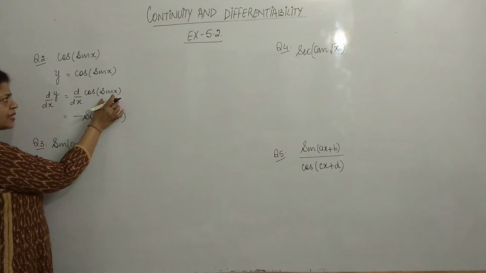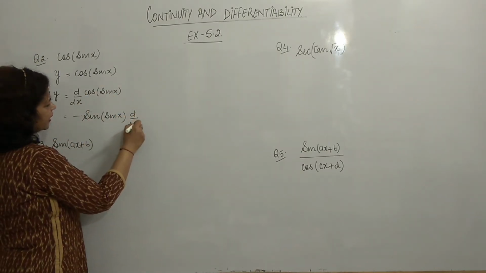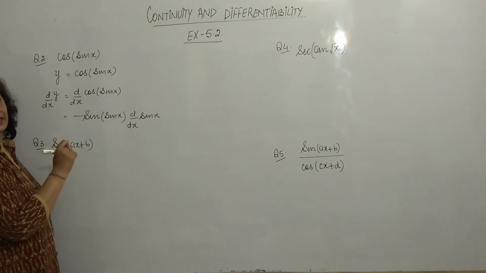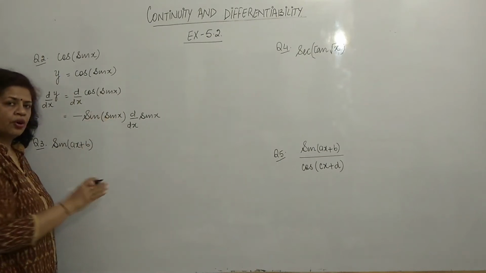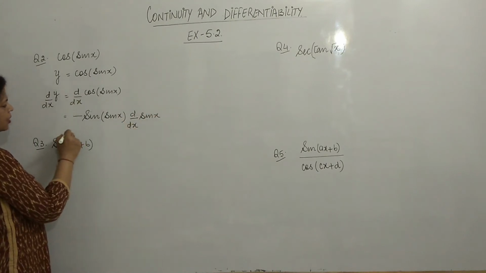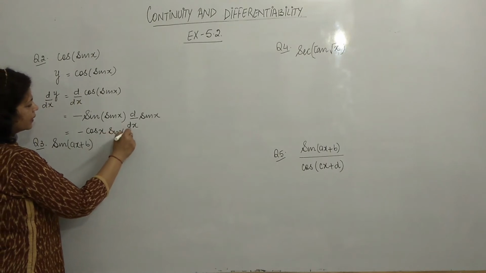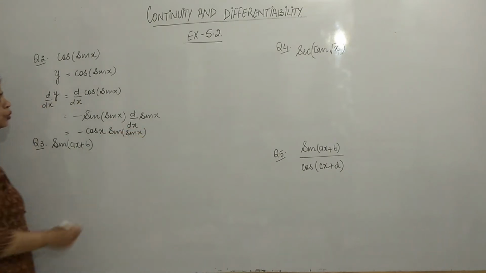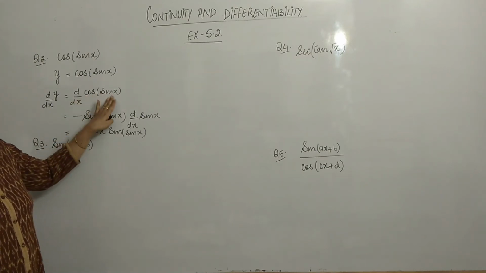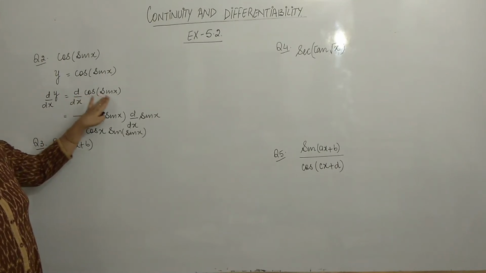Differential of cos of something is minus sine of it, and then the differential of sin x again, because cos is a function of sin x, and this is the case of function of function. Chain rule. The derivative of sin x is cos x. So your answer is minus sin(sin x) times cos x. Look, don't think that cos and sin are multiplied together. Cos is a function of sin x. It is not written that cos x into sin x.